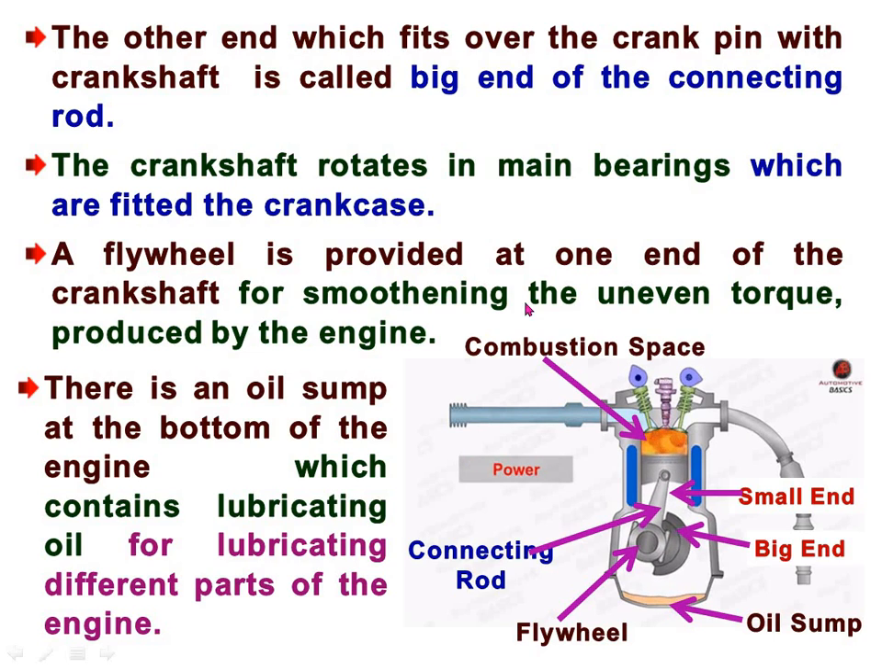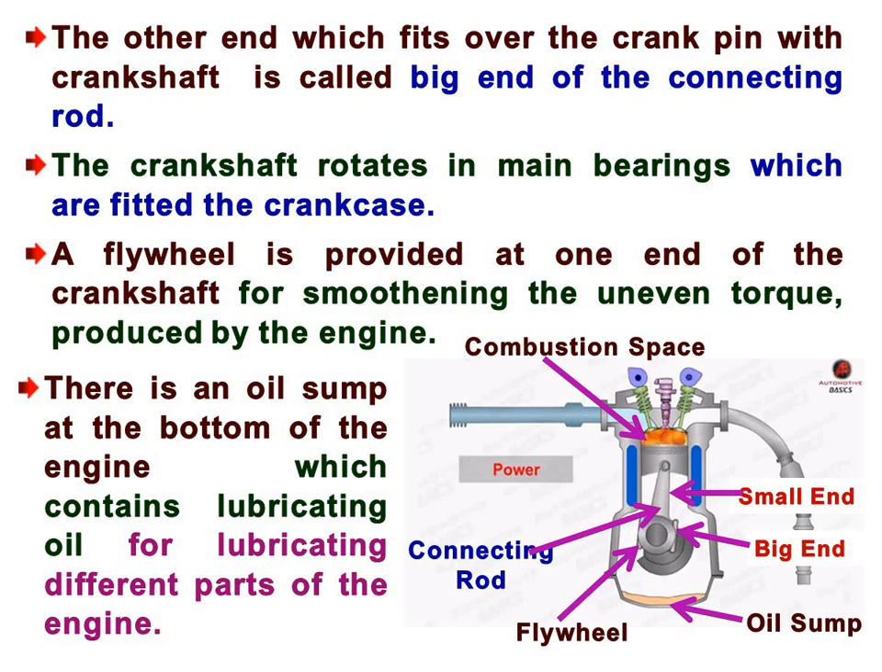The flywheel is provided at the end of the crankshaft for smoothing the uneven torque produced by the engine. As we know, the torque, or force, is produced with a jerk, or thrust load, in the power stroke. So this thrust load is transmitted to the piston, and then it is transmitted to the crankshaft via the connecting rod. So it is necessary to smoothen out this uneven torque.